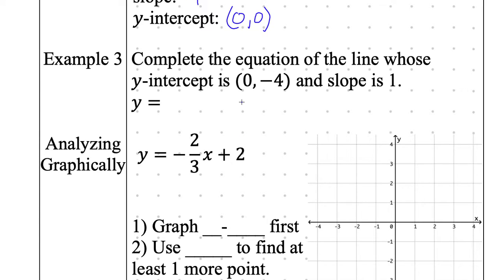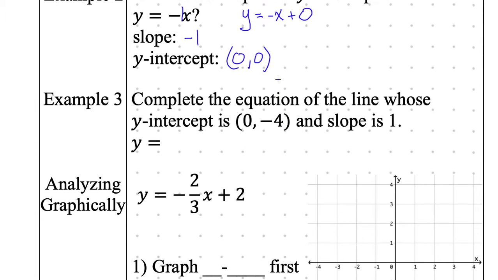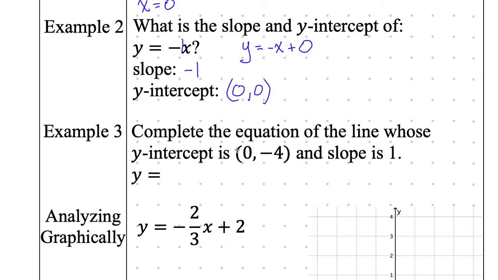Example number 3, complete the equation of the line whose y-intercept is 0, negative 4 and slope is 1. So now we're kind of going backwards. It's giving us the information. We need to make the equation. So y is equal to 1x, 1 is the coefficient, so we can say 1x, or if you just want to say y is equal to x, that's also fine. Y is equal to x, and then I'm going to do minus 4. Minus 4. Done. It's that easy.